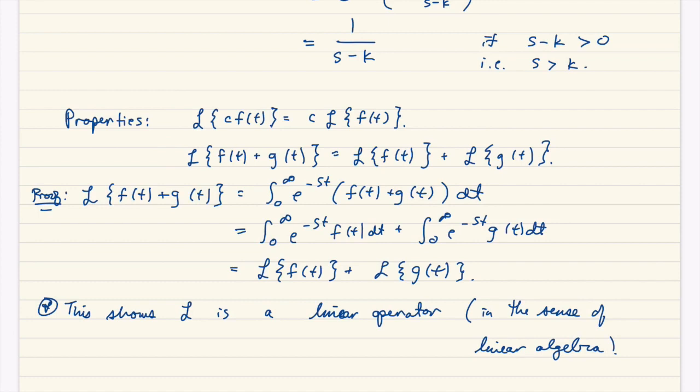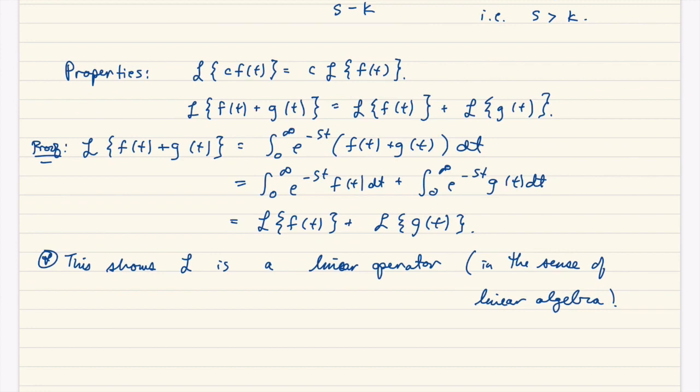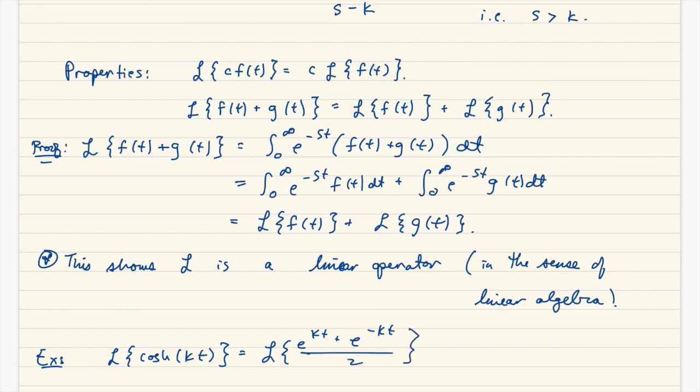All right. With that being said, let's look at a few other Laplace transforms. I want to find 4 more now. Let's look at the Laplace transform of hyperbolic cosine of kt. If you remember, by the definition of hyperbolic cosine of kt, this is e to the kt plus e to the negative kt all over 2.